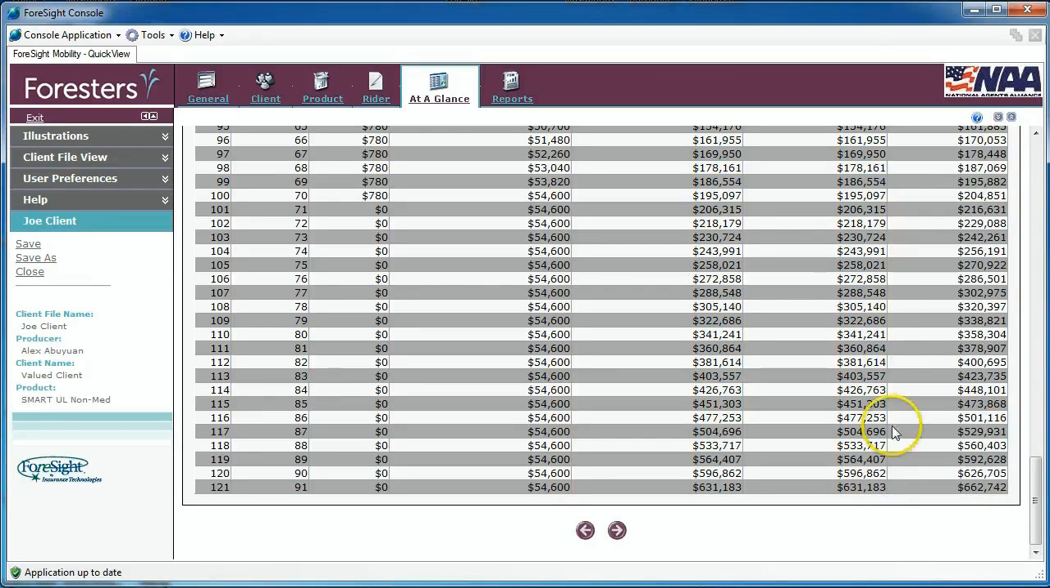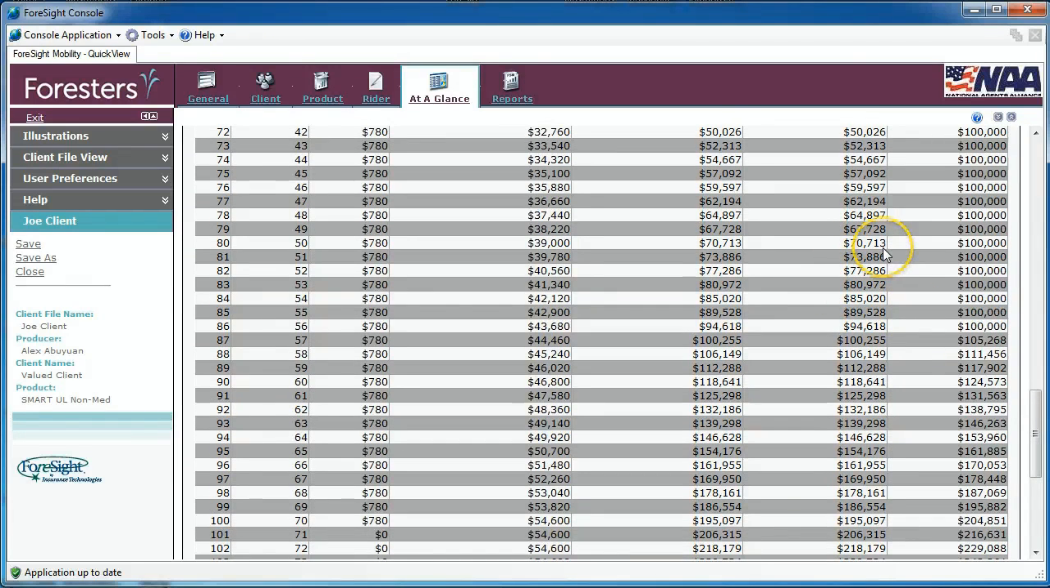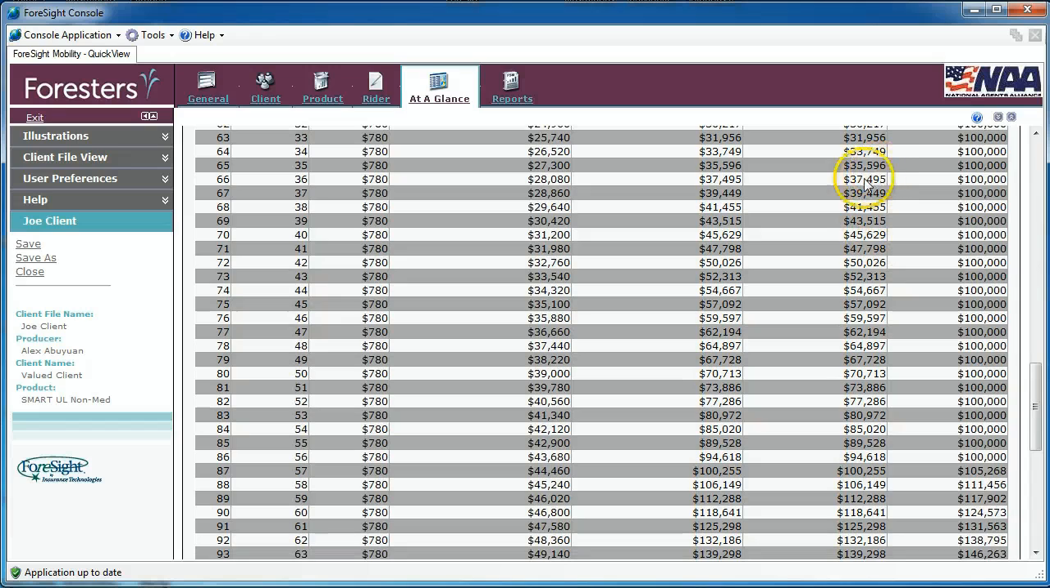So this is a well-funded policy that if he wanted, at age 65 or age 80, he could take some money out of it. You have to leave a certain amount in it in order to keep the policy going, okay? Now notice also at age 65, 35,596 in cash, 100,000. So the insurance company's on the hook for roughly $65,000 of life insurance. But notice 35,000 cash value, he's only paid 27,300. So is that cool or what?